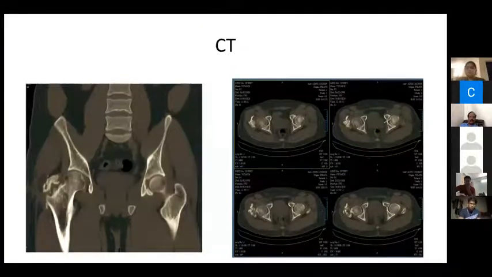So we took an X-ray. Sorry, CT scan. You can see where there is a gap there, right? So was it a recurrence of the lesion or a lesion which has not healed? And we did an MRI in connection with that.